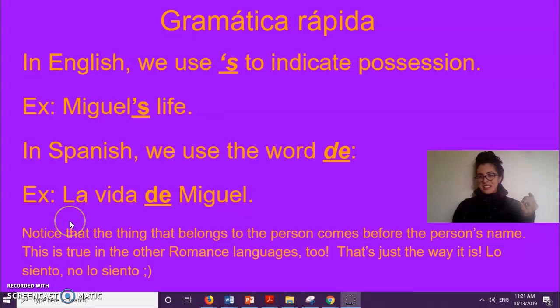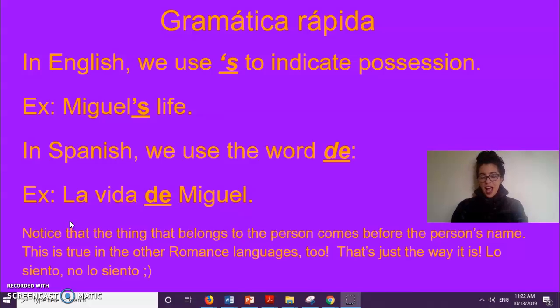And that's the way it is in all of the Romance languages. Actually, I know it can be kind of strange for us in English, but if you go on to study Italian or French or Portuguese or Romanian, it will follow that same pattern. And that's just the way it is. I don't know why. We just sort of have to accept it. And it's really not that hard for English speakers because you can just think of it in terms of the life of Miguel, right?